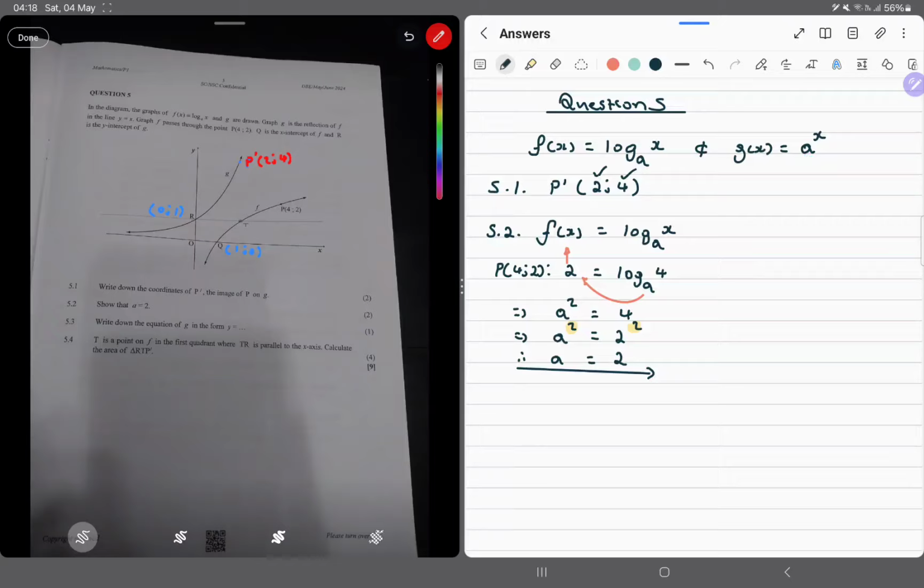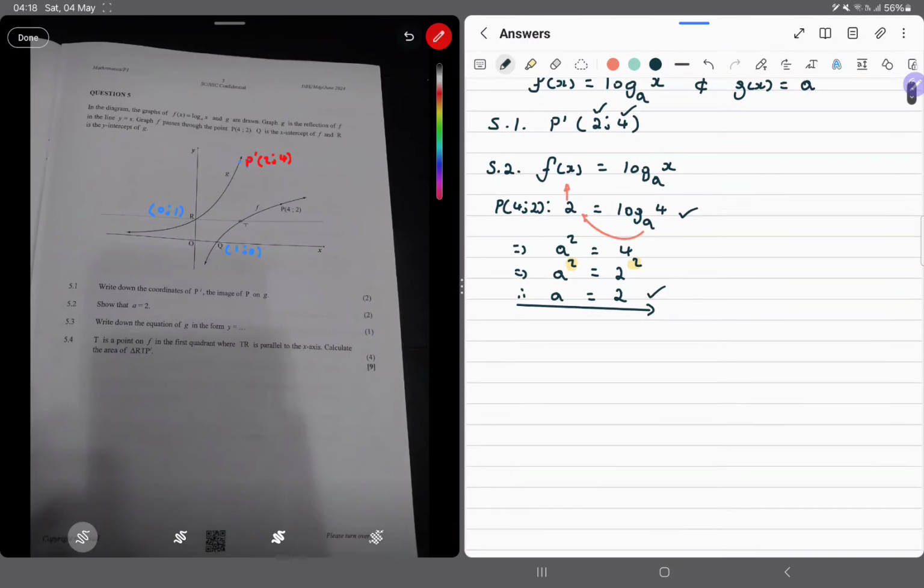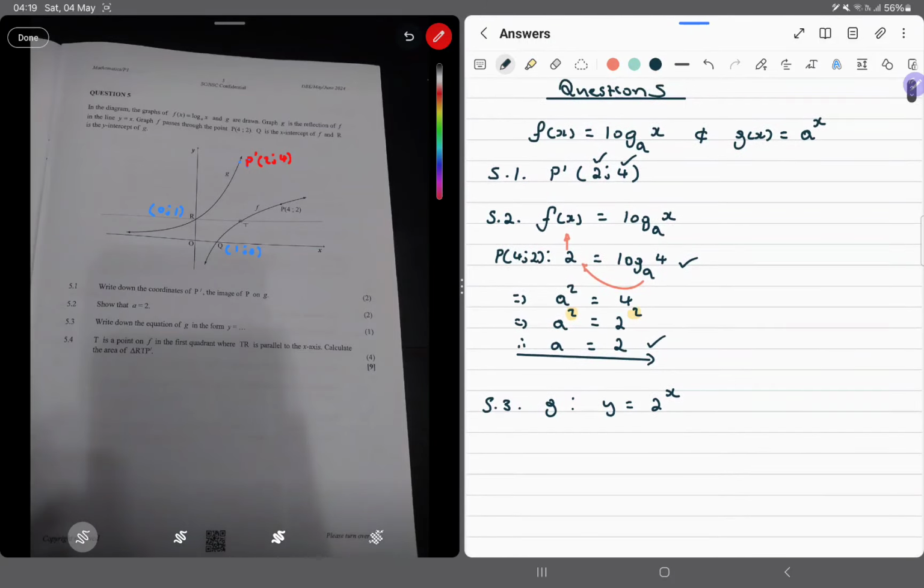So that is the story, guys. So here what matters is the substitutions and the answer. The gymnastics is your problem. So 5.3, we are to write down the equation of g in the form y. So we know that g is such that y is equal to, now it's going to be the exponential function 2 to the exponent x. Okay, great, we don't have a problem. So we are getting just 1 mark here.